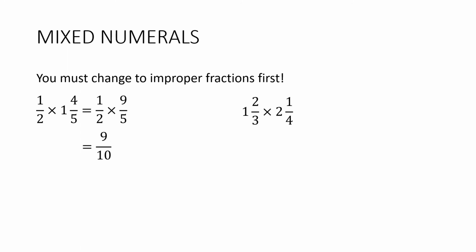Here's another example. 1 2/3 times 2 1/4. We've got to change both of the fractions into improper this time. So let's do that first.